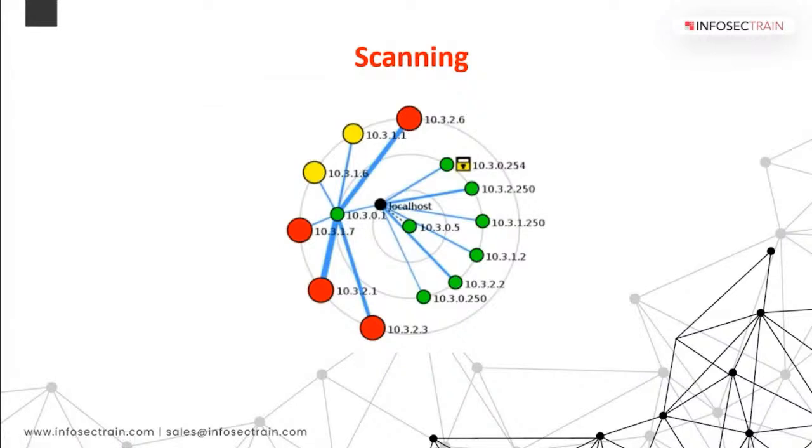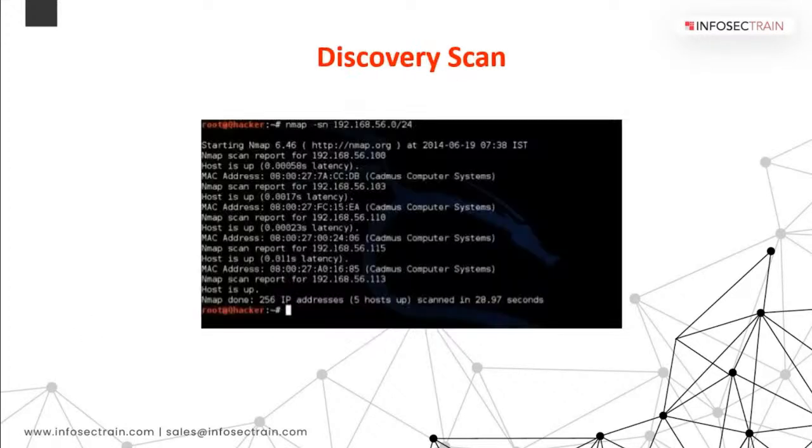With this, we'll try to directly contact those IPs, or connect with the system, and try to find out what open ports and services are running there. We have multiple options. For example, a discovery scan will tell you what all hosts are up. Can you see? It is giving the results over here: 192.168.56.100, 103, 110, 115, 113. It is telling that these hosts are up and are in your network. So it's a discovery scan.